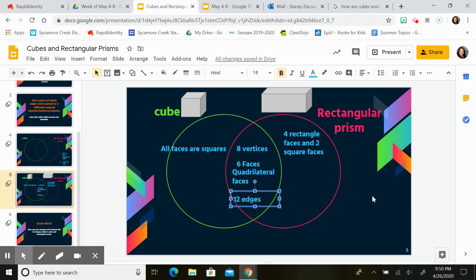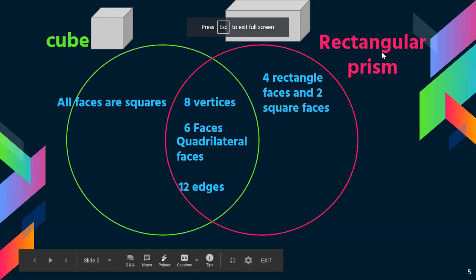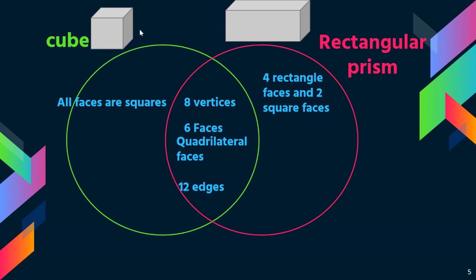So now I have sorted my words, and let me put this back up and present so it's nice and big. On the left side for cube, I only have one thing. All the faces are squares. On the right side for the rectangular prism, I also only have one thing. 4 rectangular faces and 2 square faces. But in the center, there are 4 ways that these two 3D shapes are alike. They both have 8 vertices. They both have 6 faces. They both have quadrilateral faces. And they both have 12 edges.